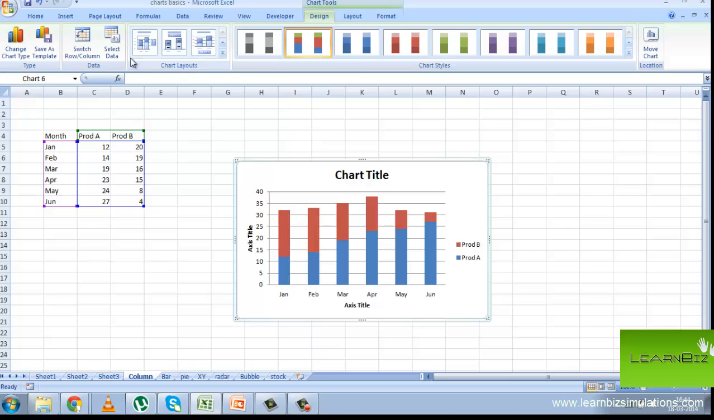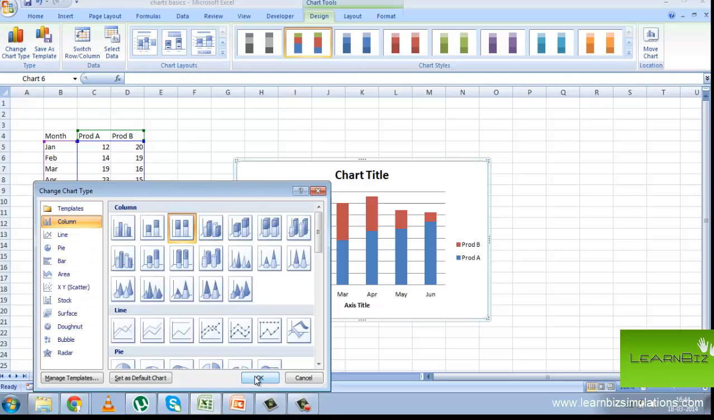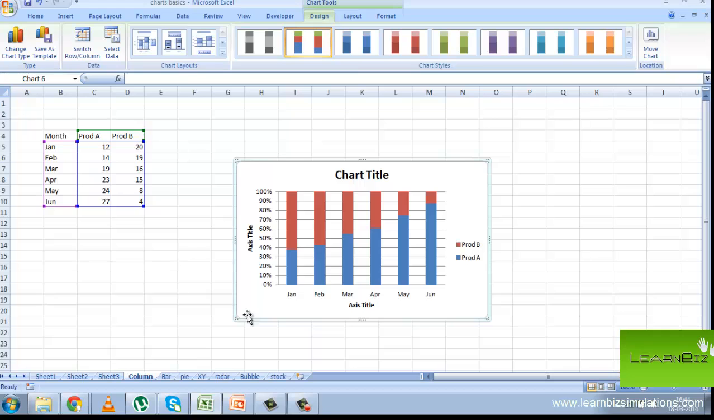Next, we look at the 100% stacked column chart. This chart type shows the relative contribution of each product by month. Notice that the vertical axis displays percentage values and not sales amount.